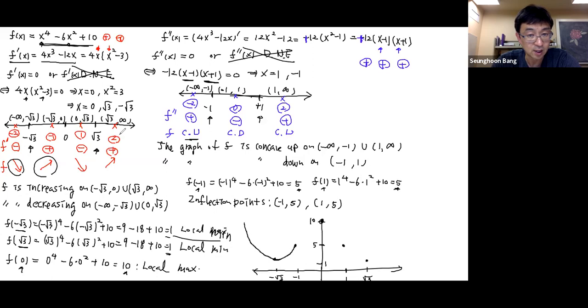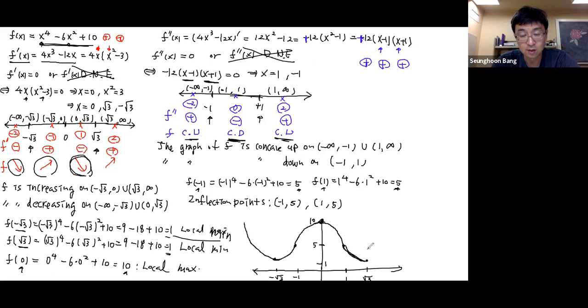Also increasing from minus 1 to 0, concave down. Concavity changes, like an inflection point. So like this. From 0 to 1, decreasing, concave down. Concavity doesn't change. Decreasing, concave down. From 1 to root 3, decreasing, concave up. The graph is like this.